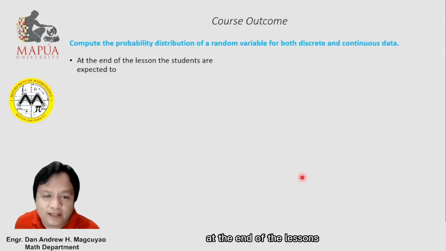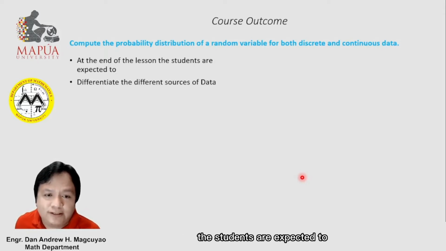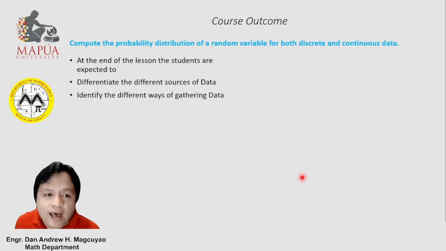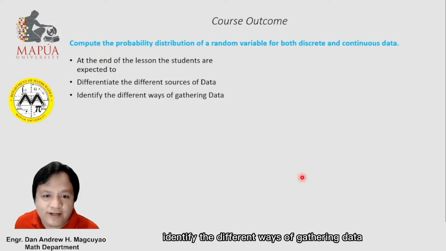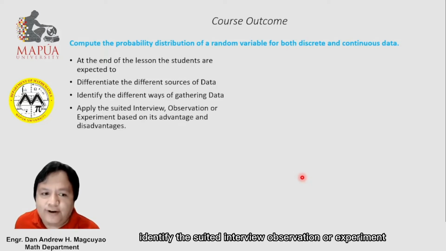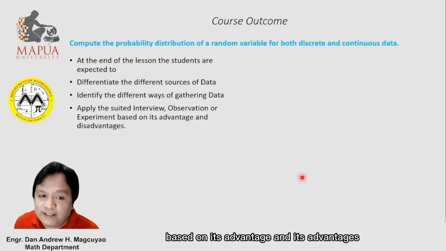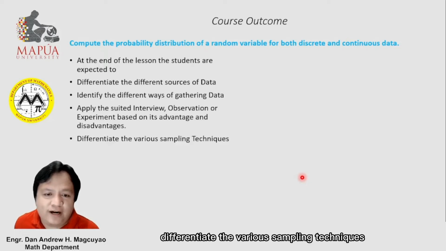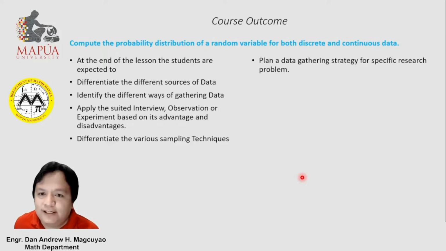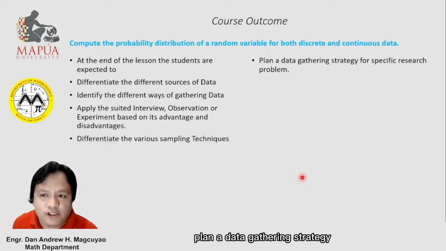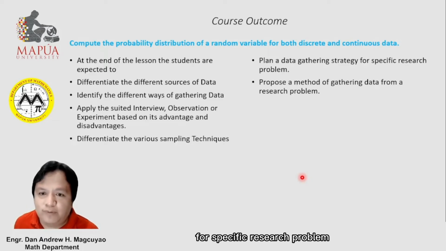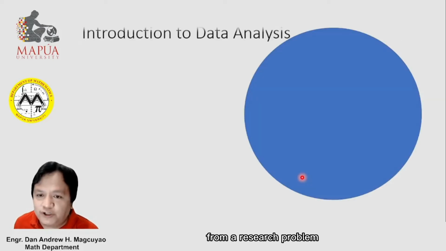At the end of the lessons, the students are expected to differentiate the different sources of data, identify the different ways of gathering data, identify the suited interview, observation, or experiment based on its advantages and disadvantages, differentiate the various sampling techniques, plan a data gathering strategy for a specific research problem, propose a method of gathering data from a research problem.